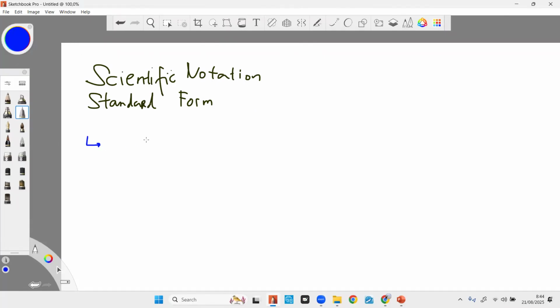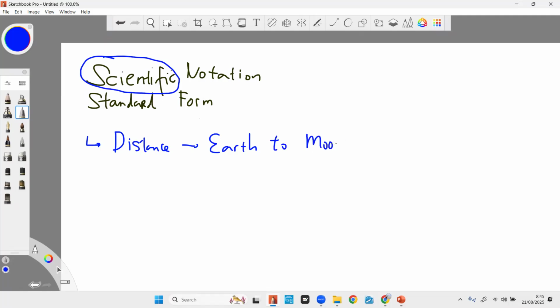So as you can imagine, in the scientific world, we have so many numbers that can be expressed as very, very big numbers. For example, the length or the distance between the sun and earth, for example. So the distance between earth and moon, earth and sun, and so on. We have so many types. So this is only an example.